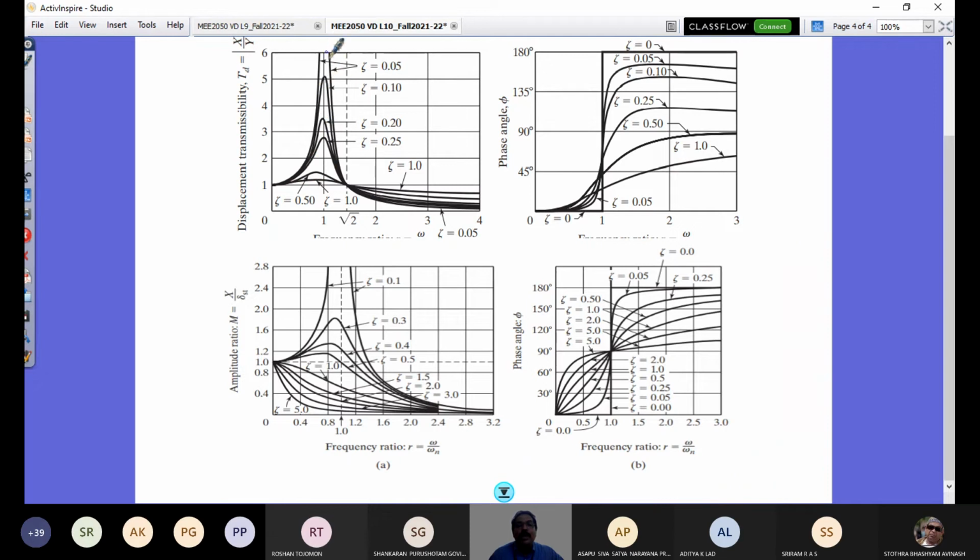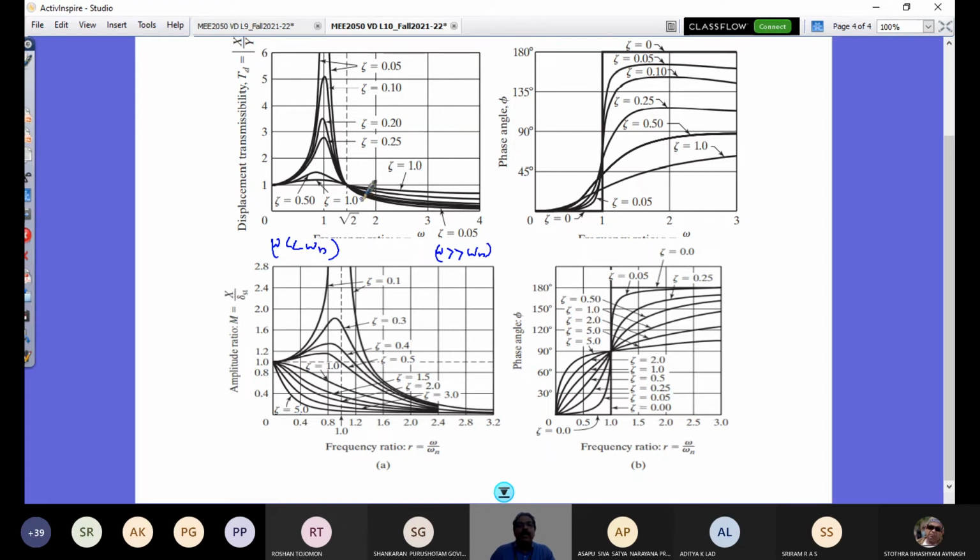So the amplitude is huge. At zero damping it is infinity, that is an ideal case. So you have omega here much less than omega n below this, and here as it goes, it's omega much greater than omega n. So what is this omega here? It is the frequency of base excitation or frequency of road profile.